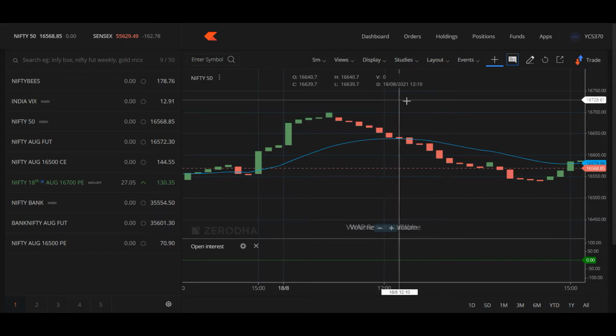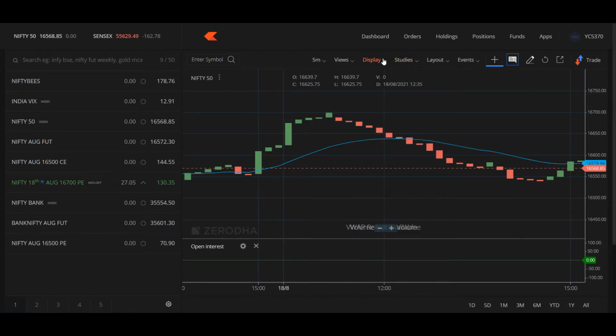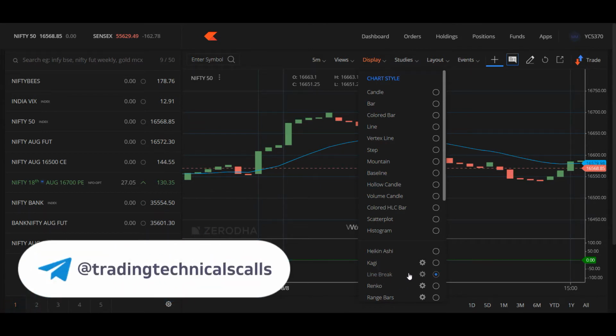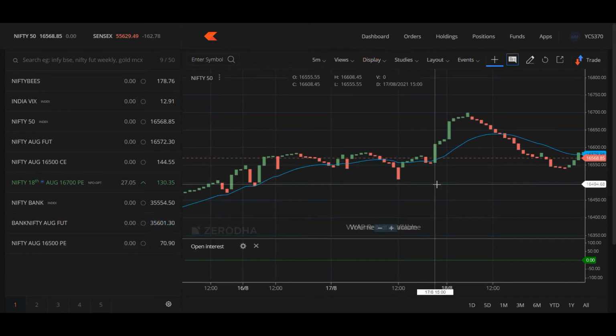So, last time we had seen the update on how to use range bars, right? And today we will try to find out what usage we can do for the line break. Okay, so again, in your Zerodha, you can just go to the display and you will get this option just below Kagi. You will get line breaks. Now, how do we use line breaks and how do we utilize this as a trading tool?